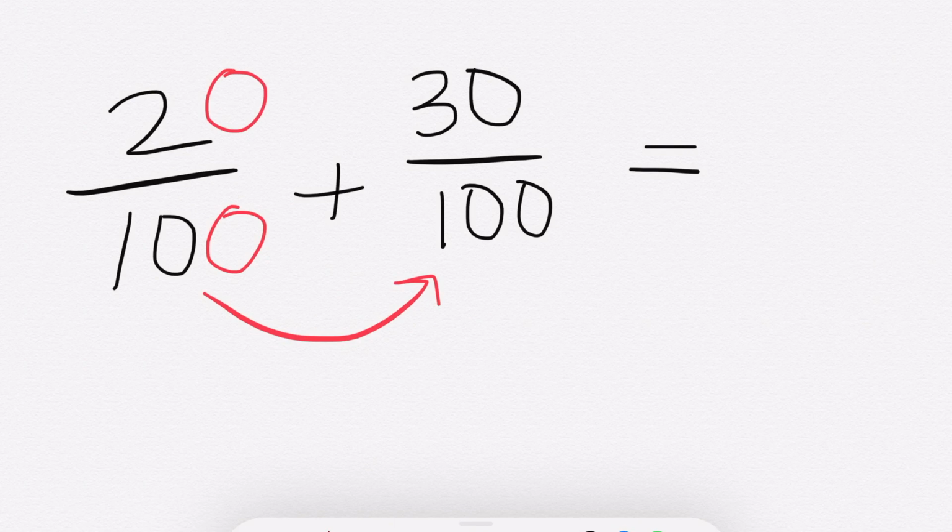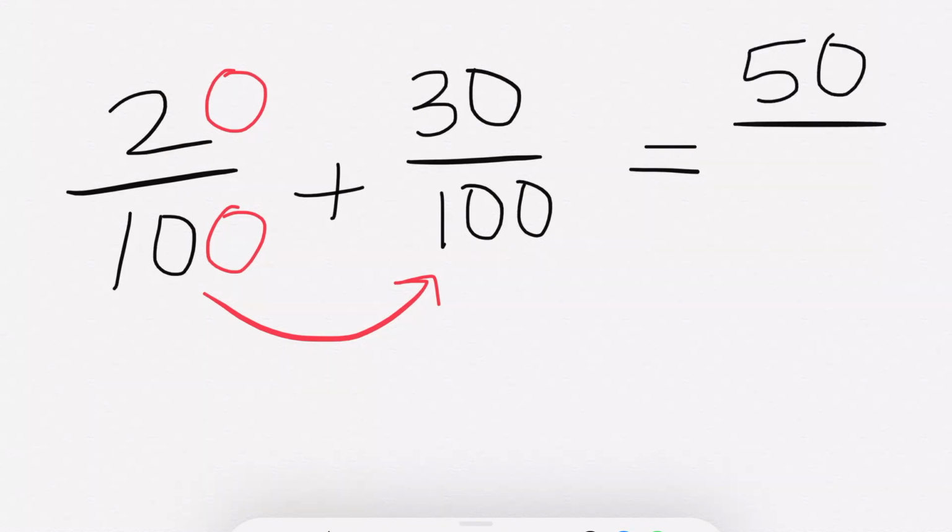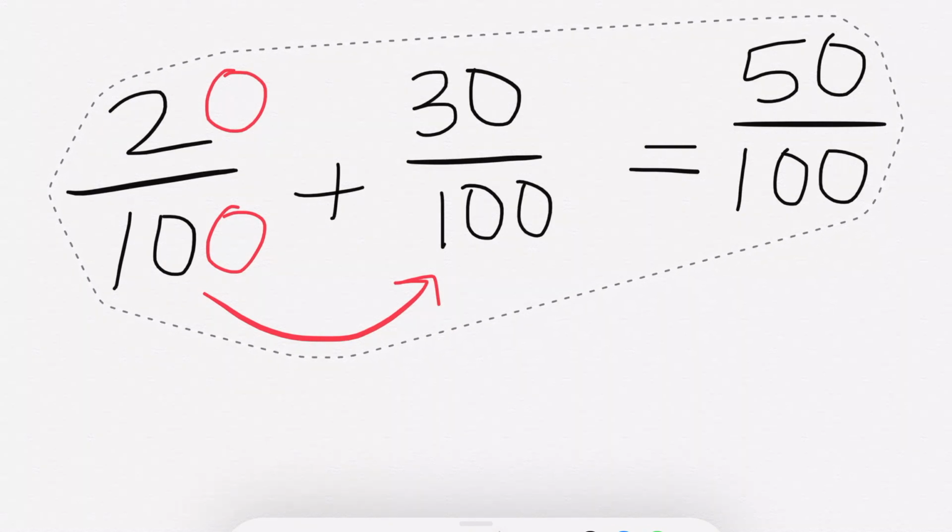So now that these denominators are equivalent, I can add these fractions. So 20 plus 30 is 50. And I know that when I add fractions, I keep my denominator the same. So there's our first example. Let's do another one.